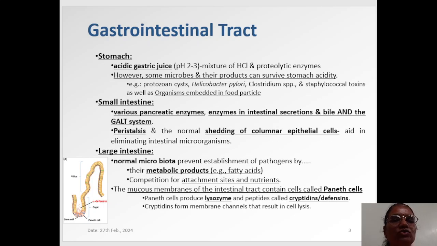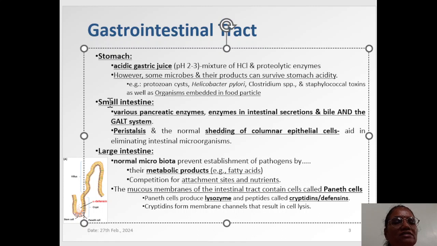Next is the gastrointestinal tract, wherein the three major areas, that is stomach, small intestine and large intestine, possess their own mechanisms of protection. Like in the stomach, the very high acidity due to gastric juice, the high HCl content, and a variety of proteolytic enzymes destroy the pathogens.